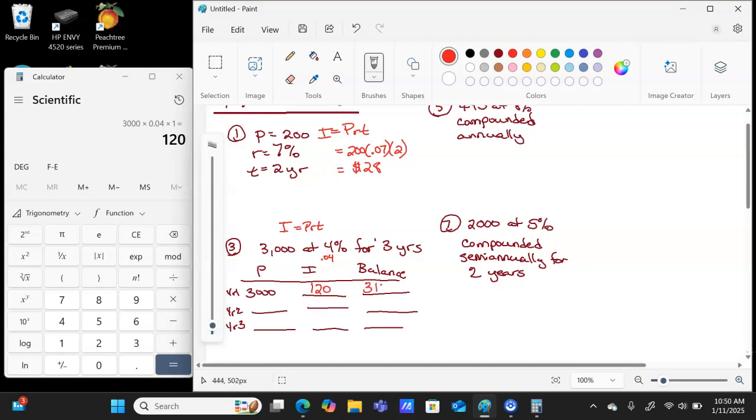That will give me 3,120, adding those two together. The principal plus the interest is the new balance. That's going to be my new principal at the start of year 2. So I take 3120 times 0.04 and then times 1. You don't have to put that part in. I get $124.80. And I add that to that. I get $3,244.80. And that's going to be my new balance in year 3.